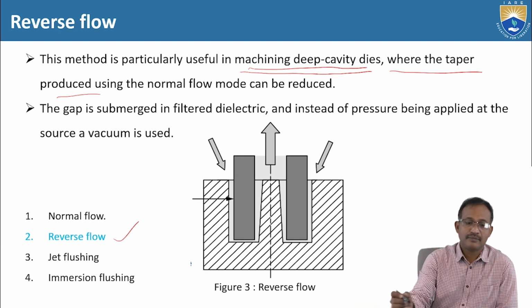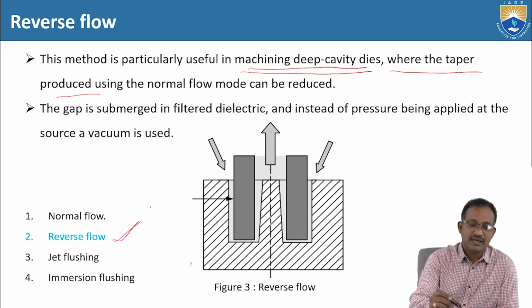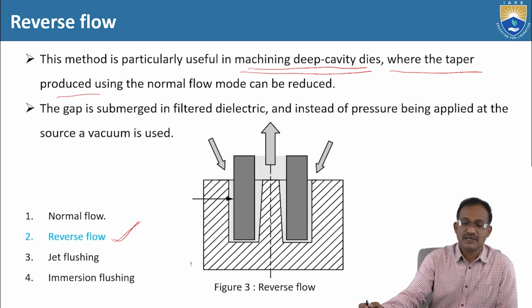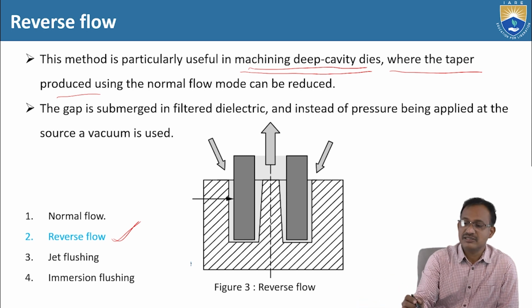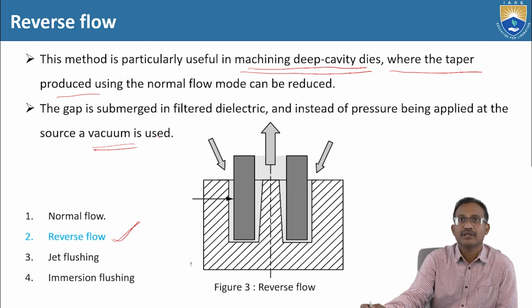The gap is submerged in filtered dielectric, and instead of pressure being applied at the source, a vacuum is used. So here in reverse flow, what is happening? Instead of applying pressure, here the concept of vacuum is used.